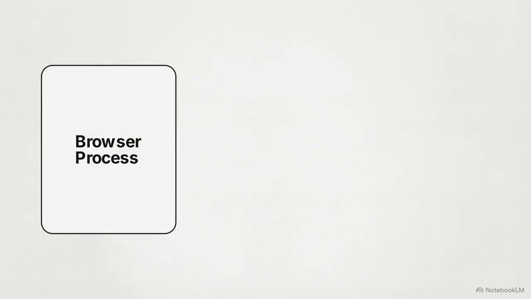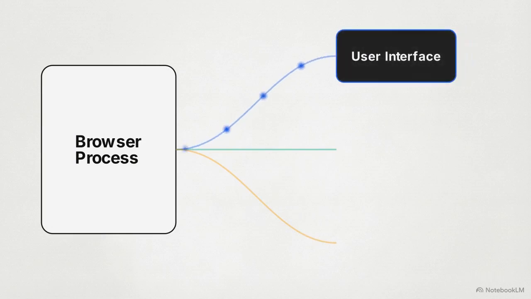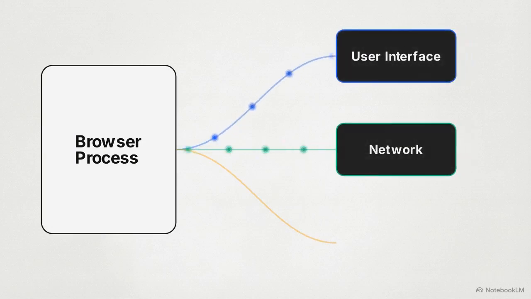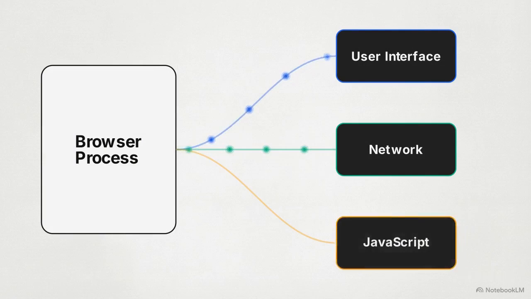This diagram shows the browser process dividing into specific concurrent tasks. One thread operates to render the user interface. A second thread handles network requests to load the web page. A third thread executes the JavaScript.